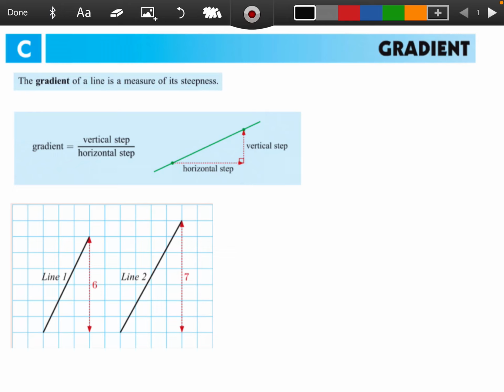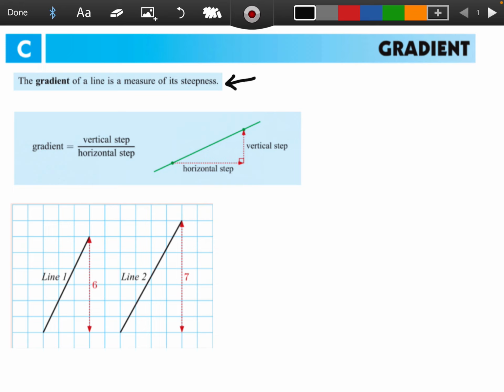Hi, this video is going to be about gradient. First off, gradient and slope are two interchangeable words. Your textbook will be more likely to rely on gradient, but gradient and slope mean exactly the same thing.